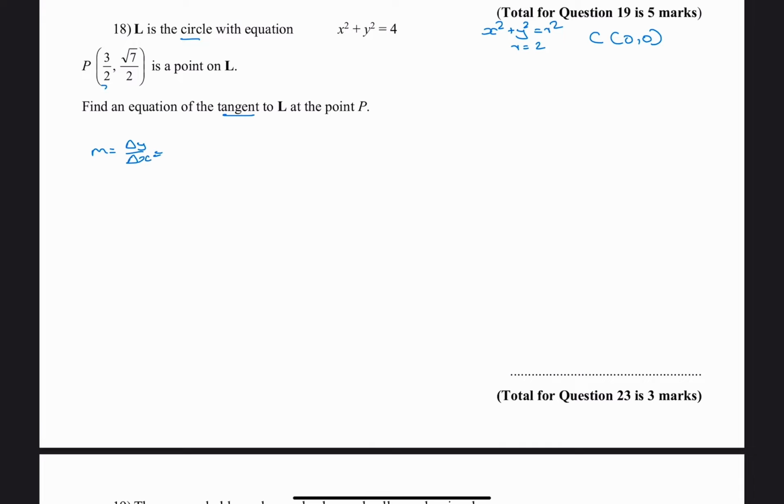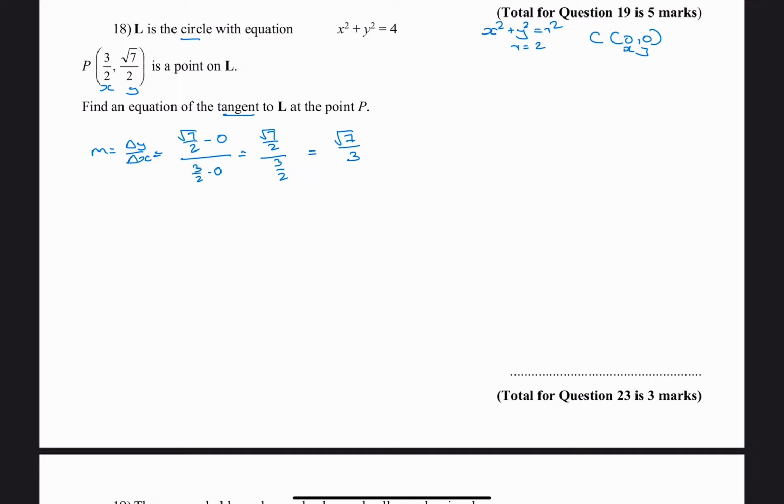Remember, x value, y value, x value, y value. So we can say y is what? Root 7 over 2, take away 0, over what's the other one? 3 over 2, take away 0. That gives you, plug it through a calculator, root 7 over 2 divided by 3 over 2. You could have typed it in a calculator, to be honest. Okay, I'm doing it like this. The answer would be root 7 over 3.